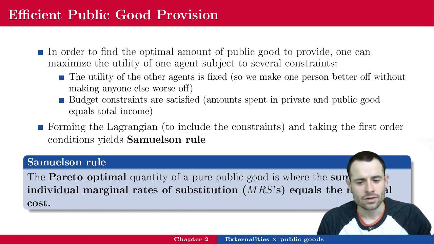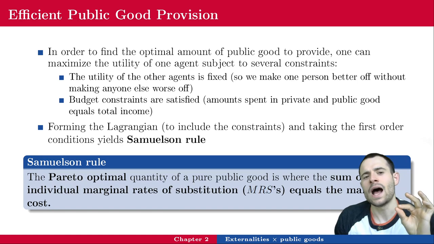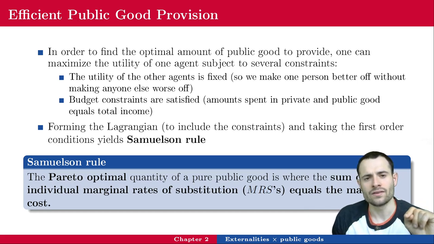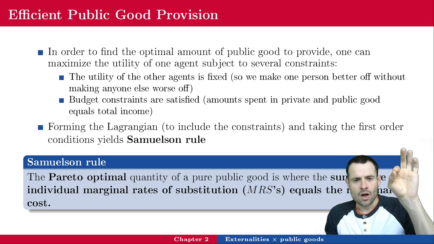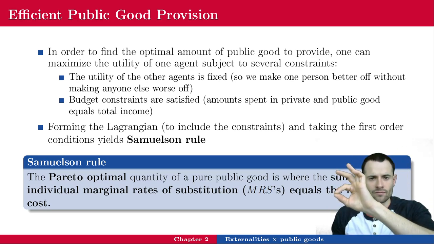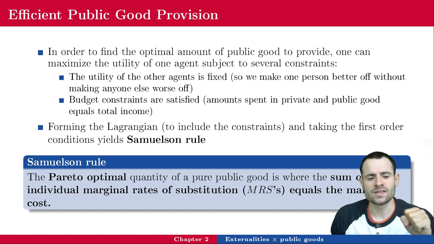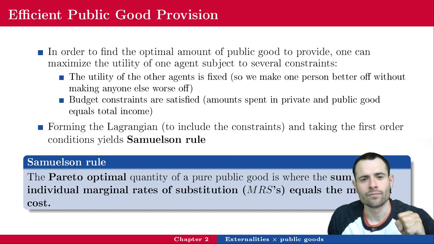In fact, you can feel the same flavor as externalities. With externalities, we said social marginal benefit equals marginal cost. Social marginal benefit was the addition of several private marginal benefits, equals marginal cost. Here, this is exactly what we are doing. And a public good is a special case of externality.